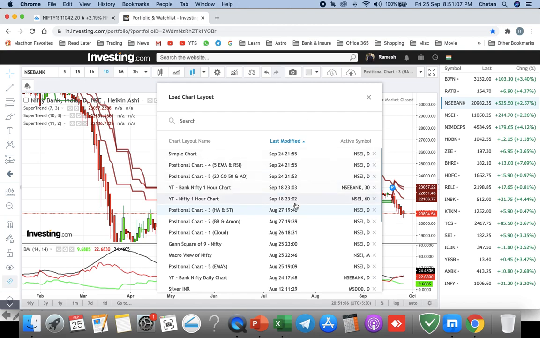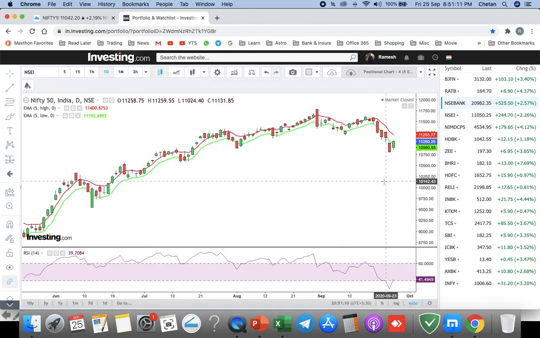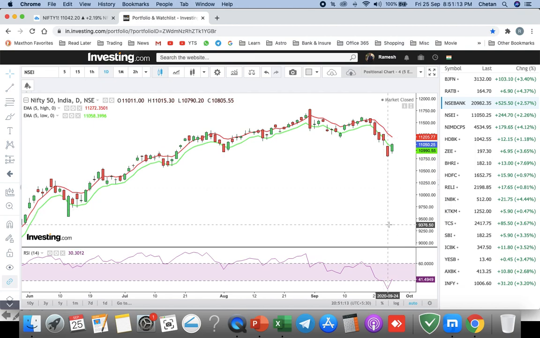Now let us go to the fourth setup. The fourth setup is the 5-day EMA, which I explained to you yesterday. Here I added RSI also. RSI was highly oversold, around 30. Now it has bounced back to 41. Now we are just entering the consolidation zone. Once we go above the 5-day EMA high, 11,197, we'll start the up move in case of Nifty.